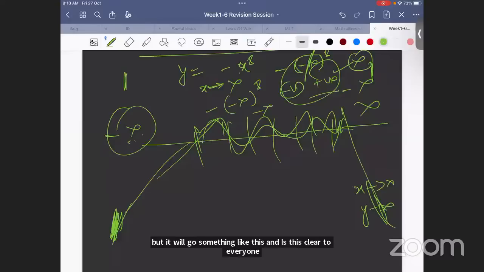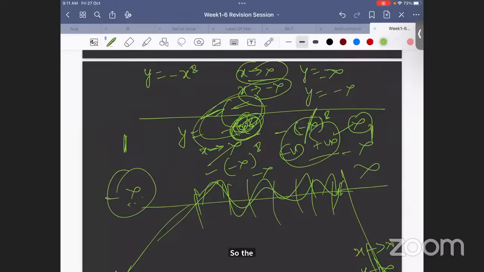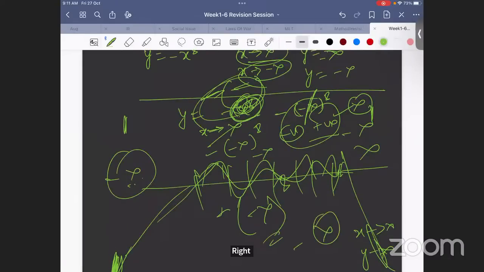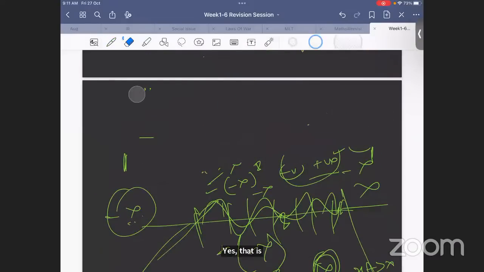Minus infinity raised to 8 will become plus only, right, sir? Just the leading coefficient decides where the graph started. Yeah, correct. Only the leading coefficient will help. You have x to the power 8, right? If you have x to the power 8, anything you put inside will give a positive number, right? Yes. So minus into any positive number will be minus, right? So minus into minus infinity to the power any value will be left with minus infinity, correct? Is this clear? Yes, sir. Clear.